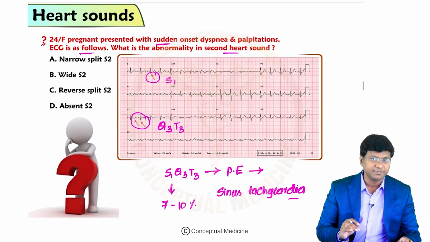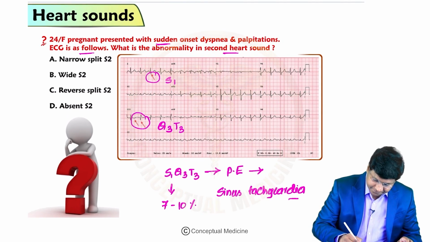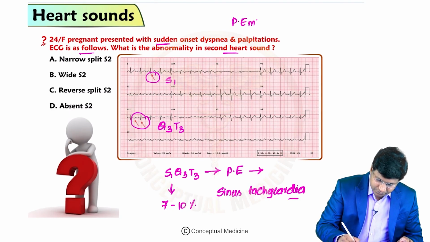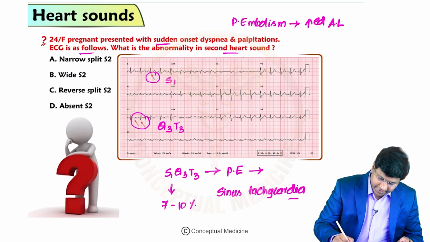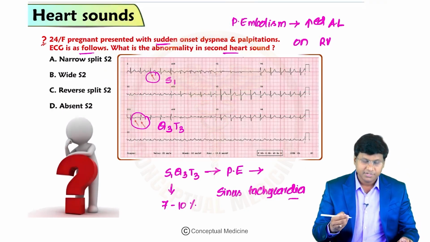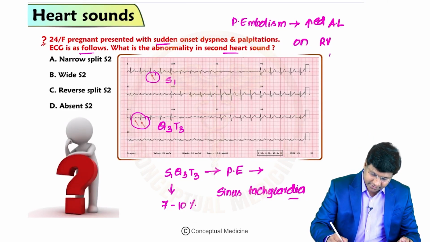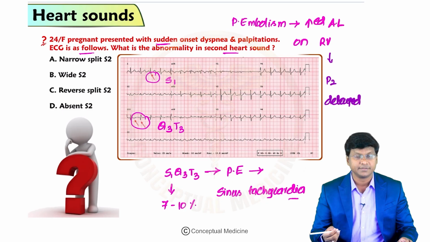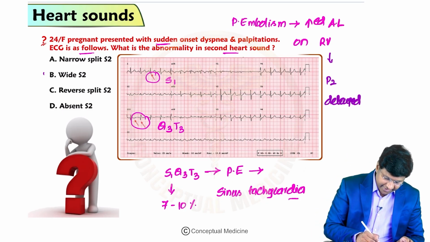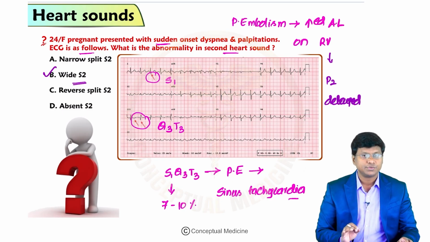In patients with pulmonary embolism, there will be increased afterload on the right ventricle. Because of increased afterload on the right ventricle, what will happen to your P2? The P2 will be delayed. So when the P2 is delayed, what will happen to your S2? You have a wide split S2. So the answer in this question is wide split S2.